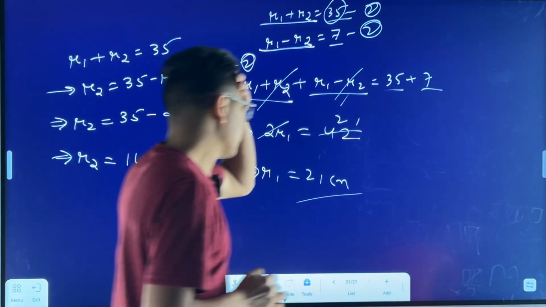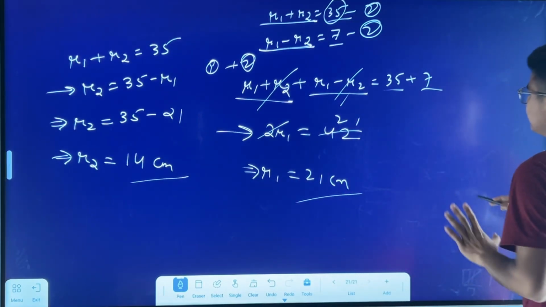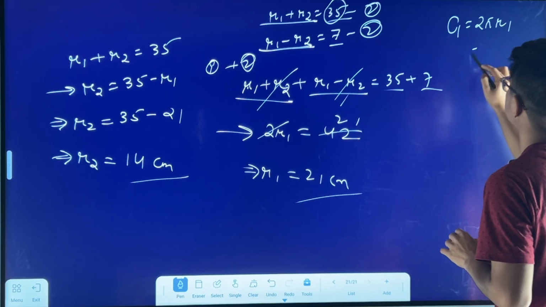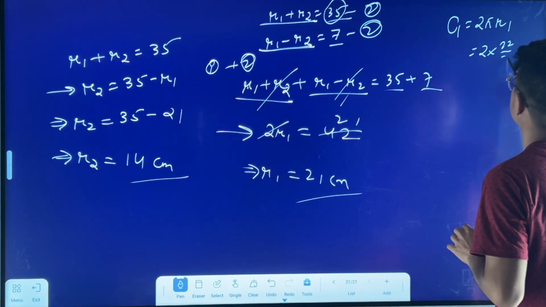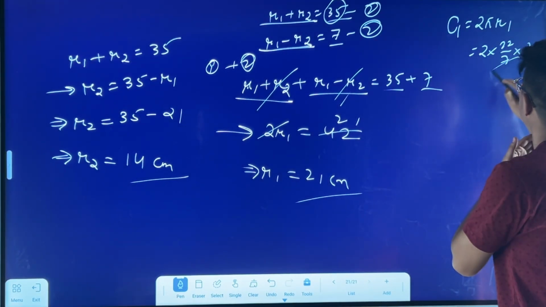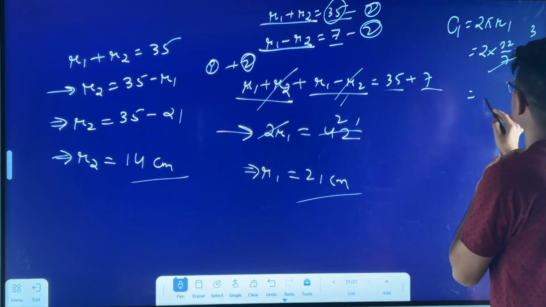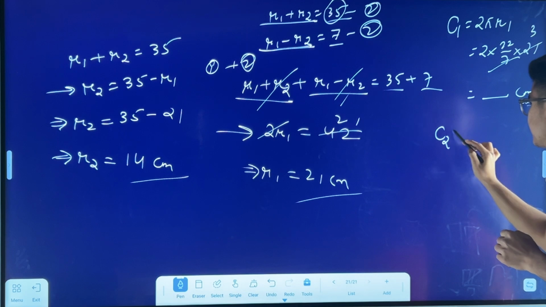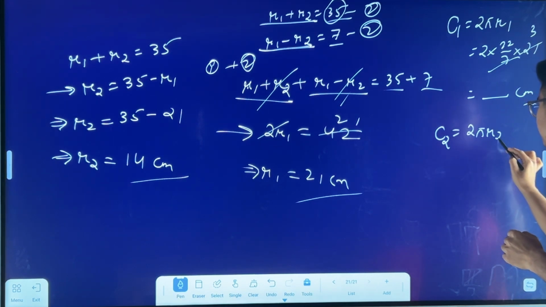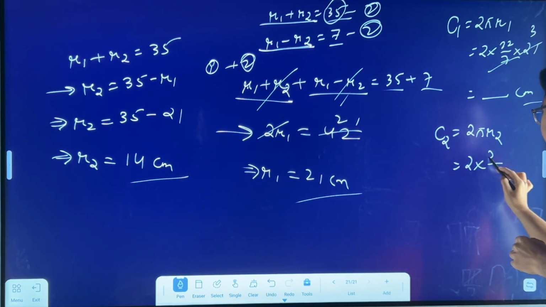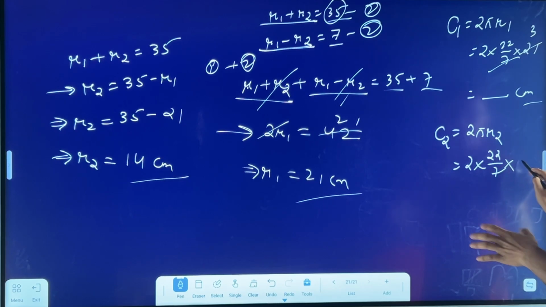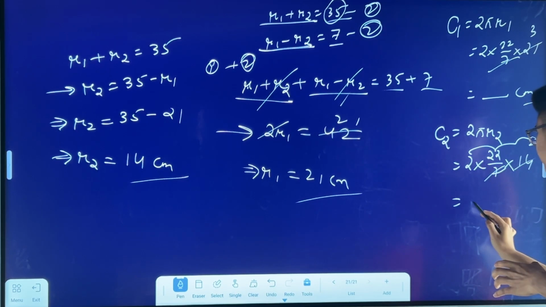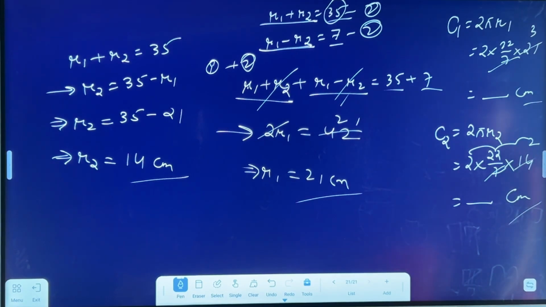So now easily you can find the circumference of circle 1 and circle 2. Circumference of circle 1 is 2 pi r1. So 2 into 22 by 7 into r1, which is 21. 7 3s are 21. Just multiply this 3. This is the circumference of circle 1. Circumference of circle 2 will be 2 pi r2. Then 2 into 22 by 7 into r2, which is 14, 7 2s are 14. Just multiply all this, then this is the circumference of circle 2.